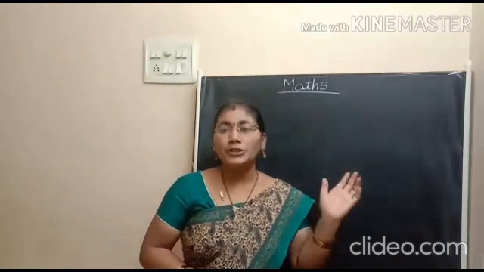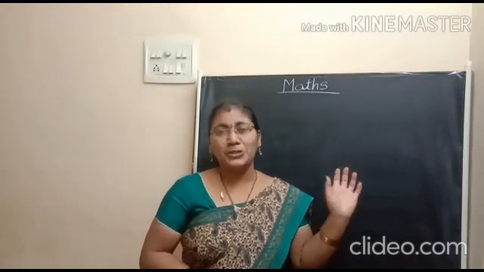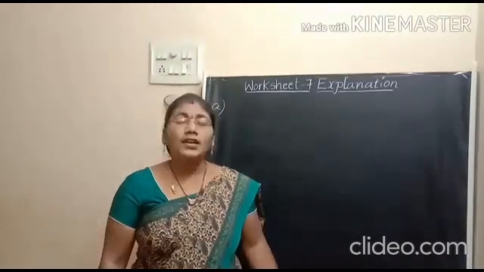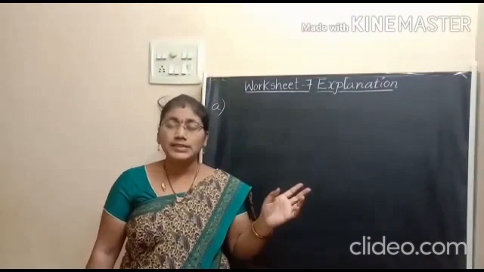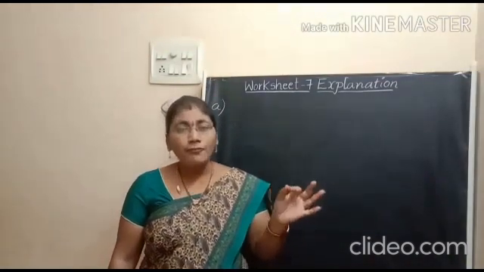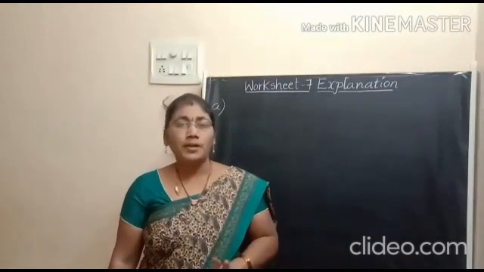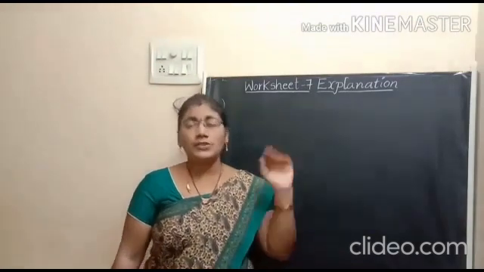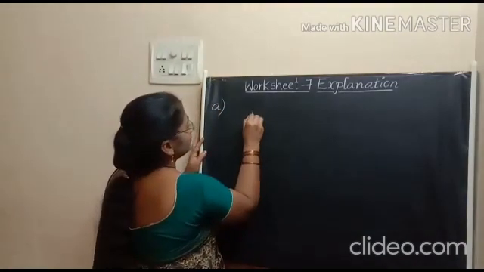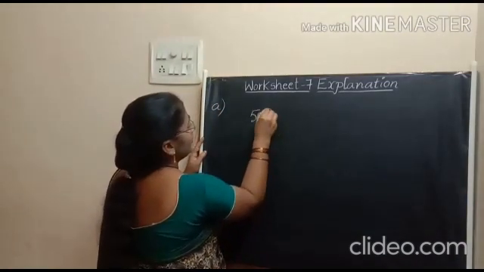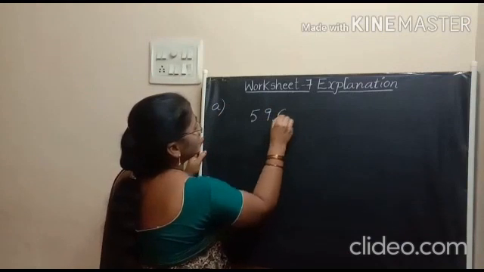Before going to our topic, I will just explain that worksheet. In that worksheet, I gave only one question. That is, write the expanded form for the following numbers. Let us see the first number. That is 5963.